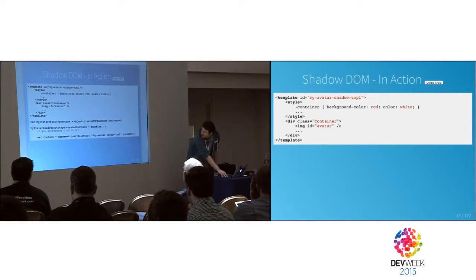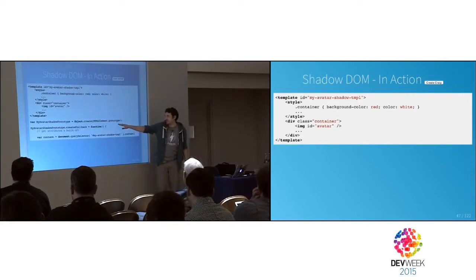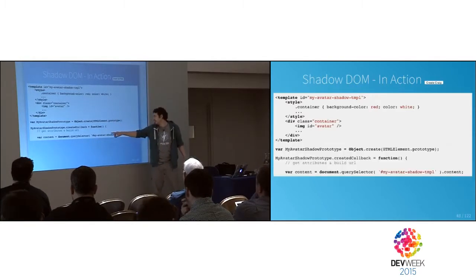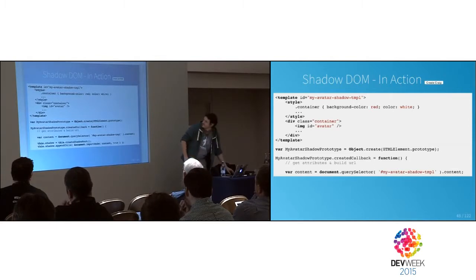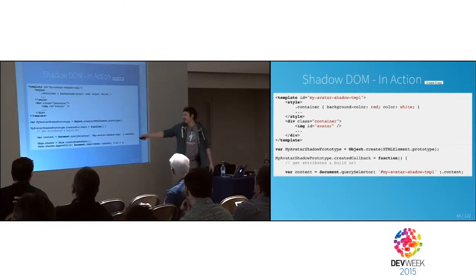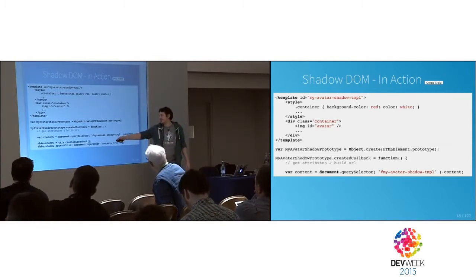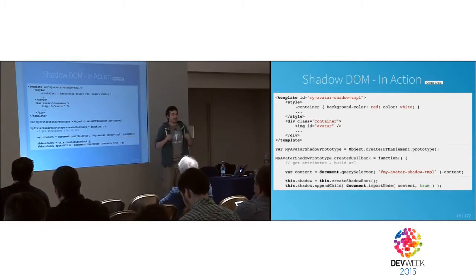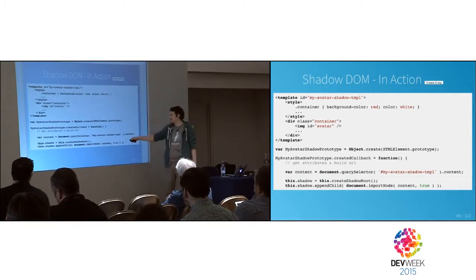Now here's where I use the shadow DOM. So I've got all the standard stuff before: created the prototype, defined the callback, got my template content. And then within a custom element, you can do this.createShadowRoot. So that's creating that bit that you saw in DevTools, which was the shadow root bit.